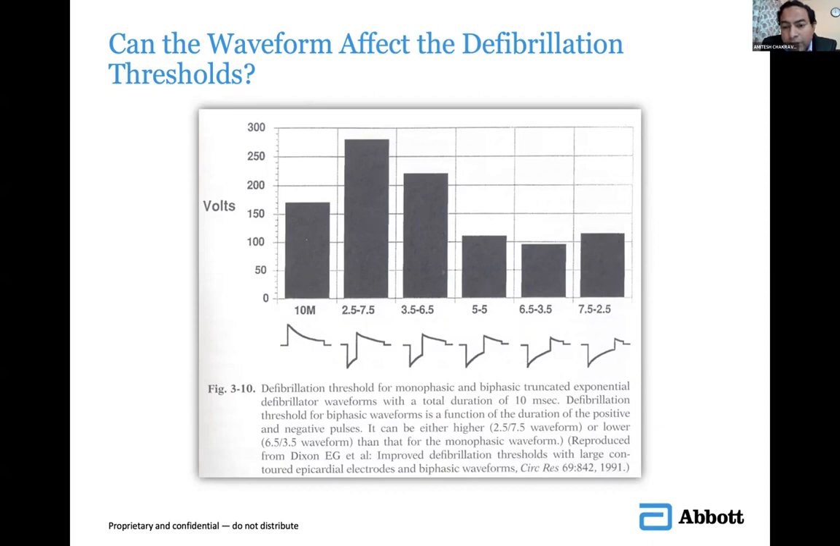cardioversion. Now, when we talk of pain, from 50 joules to about 200 joules, the pain is almost the same.